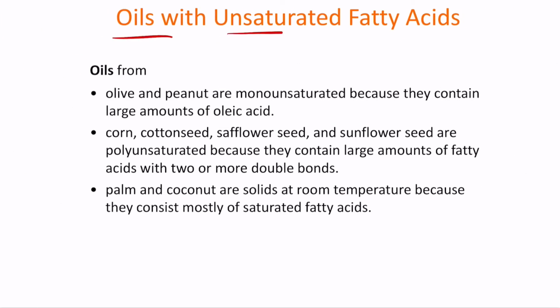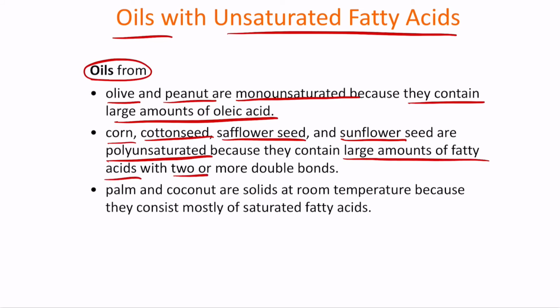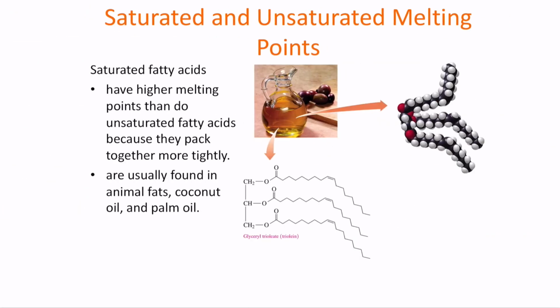Now, oils such as olive and peanut oil are generally monounsaturated because they contain large amounts of oleic acid. Corn, cottonseed, safflower seed and sunflower seed oils are polyunsaturated because they contain large amounts of fatty acids with 2 or more double bonds. Palm and coconut oils are solids at room temperature because they consist mostly of saturated fatty acids.